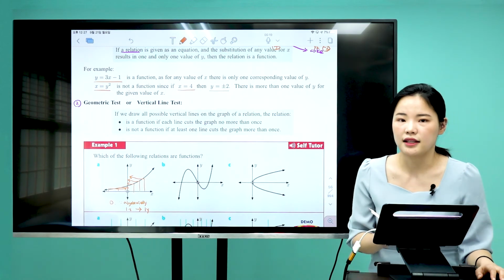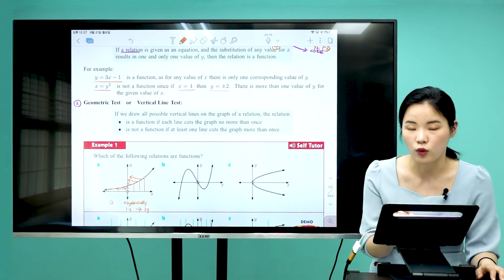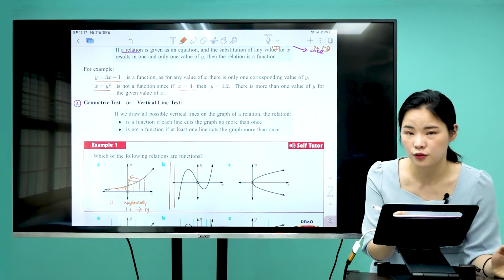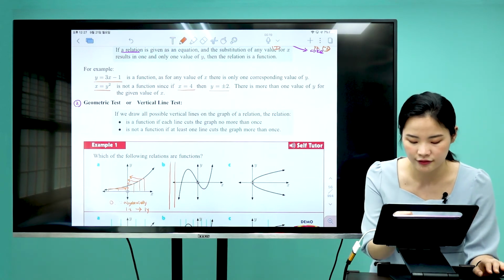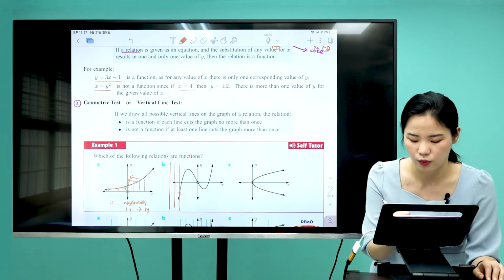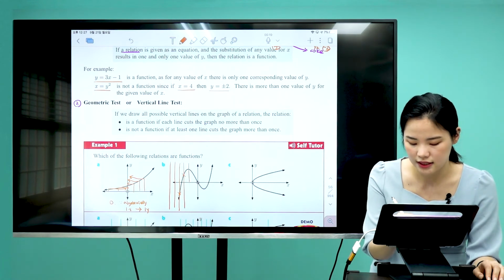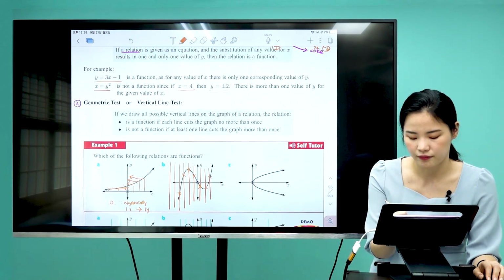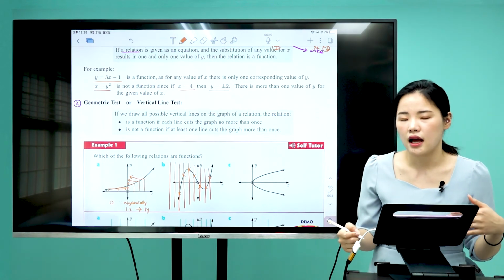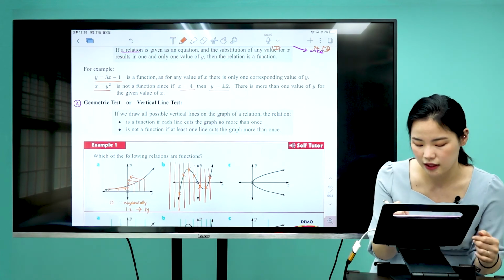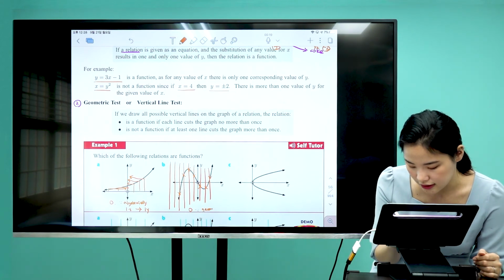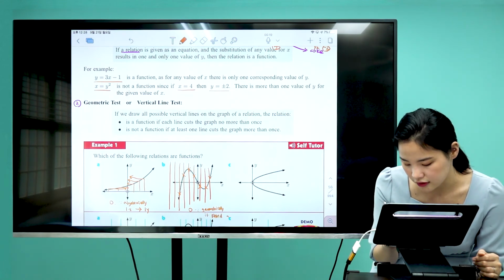Let's look at B, and let's try it with the geometric test this time, or vertical line test. So we draw a vertical line. So far it's not meeting any of the graph. And now it's meeting at one point, one point, one point, and so on and so forth. So now it passes the vertical line test. So that's why it becomes a function. Yes, it's a function because geometrically it passed the vertical line test.